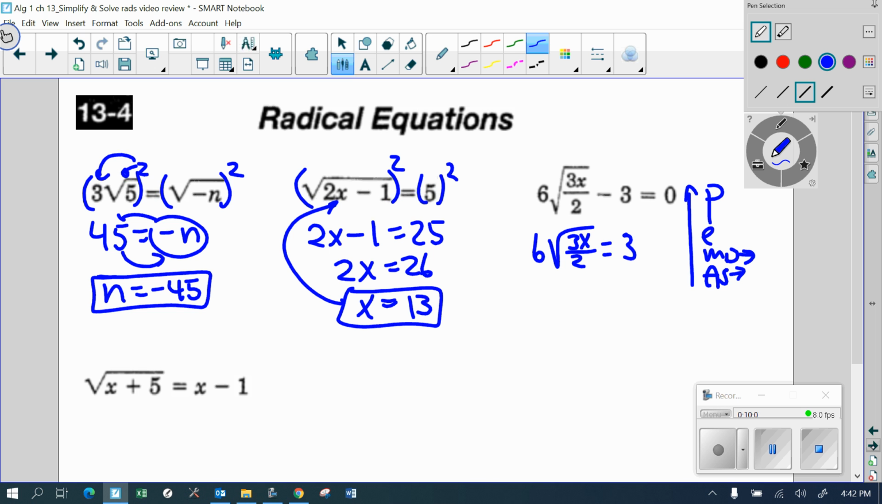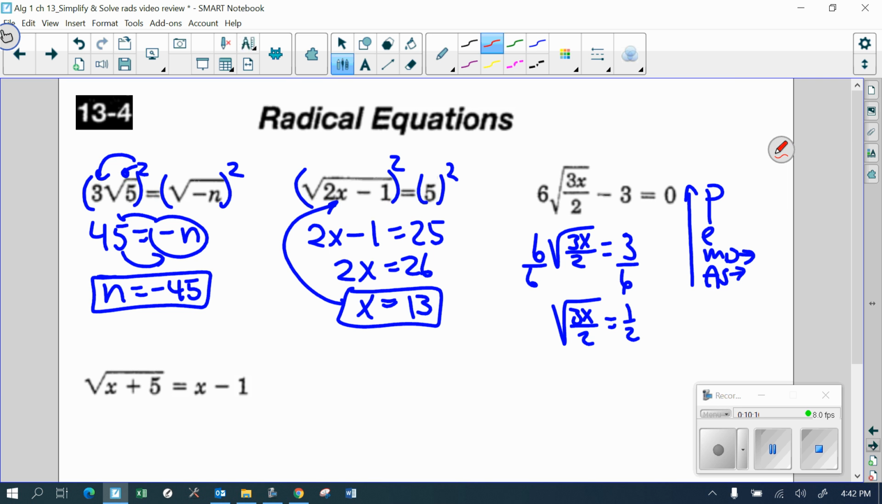Next is division. So divide by 6 on both sides. And I'm left with square root of 3x over 2 equals 1/2. Now I need to go ahead and get rid of my radical. So I square both sides. And so I get 3x over 2 equals 1/4. Okay, then I can cross multiply if I wanted to. And I get 12x set equal to 2, and divide by 12 on both sides. And that simplifies to 1/6.